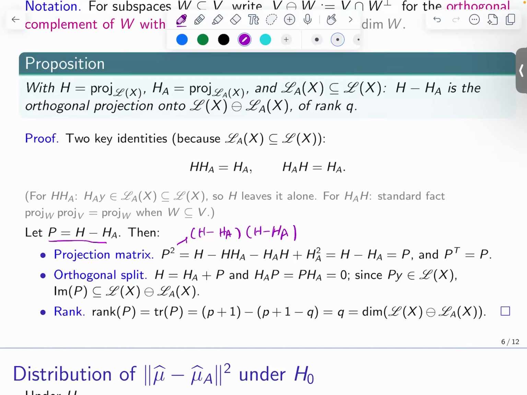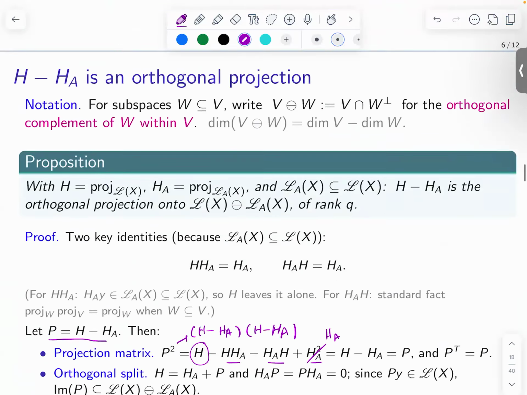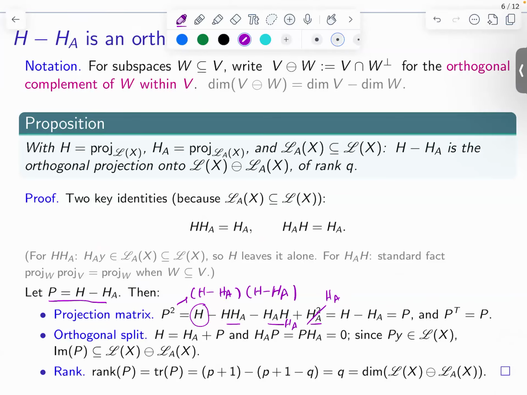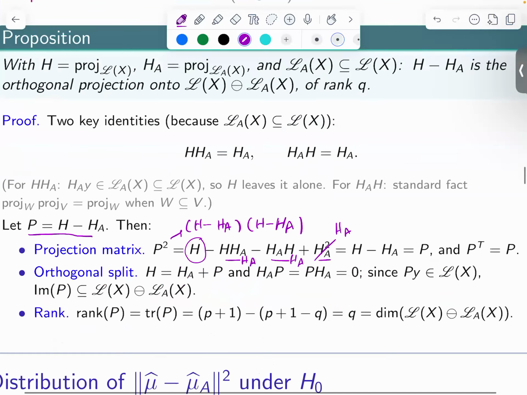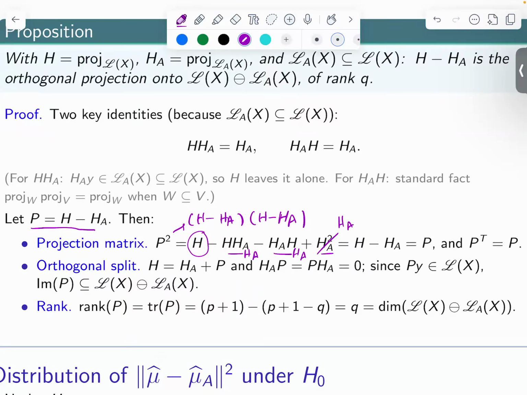The first term would be H squared, which is equal to H, because H is idempotent. Then I get the cross terms, minus H times HA, and minus HA times H. And I get HA squared, which happens to be also equal to HA, because HA is also idempotent. The two middle ones are also HA by these two identities. So I have H minus HA minus HA plus HA, things cancel out, and I get H minus HA, which gives me P.